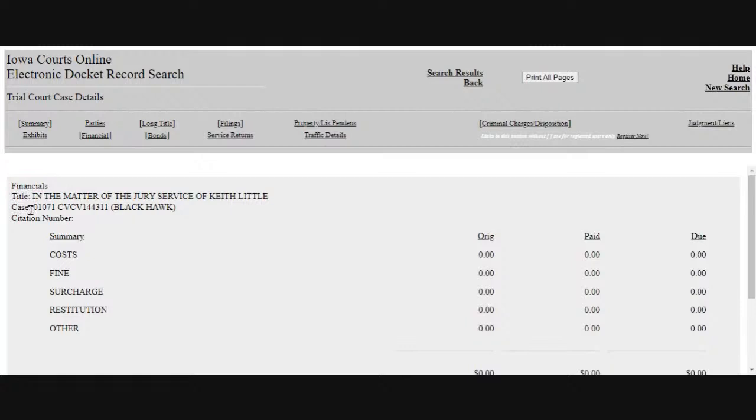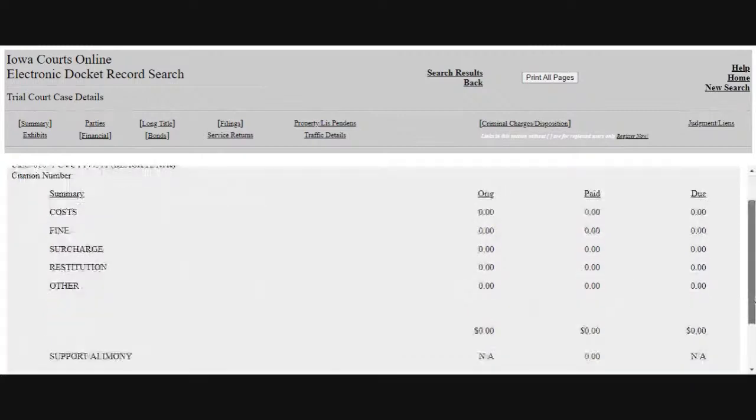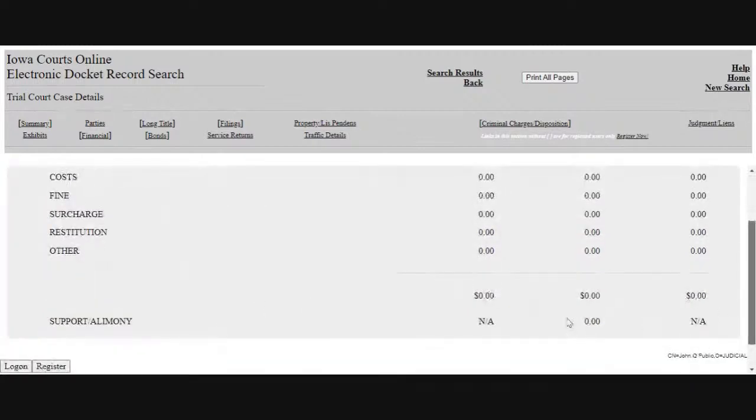In the matter of the jury service of Keith Little, case number, cost 0, fine 0, surcharge 0, restitution 0, other 0, support alimony, zeros across the board, not applicable, not applicable.